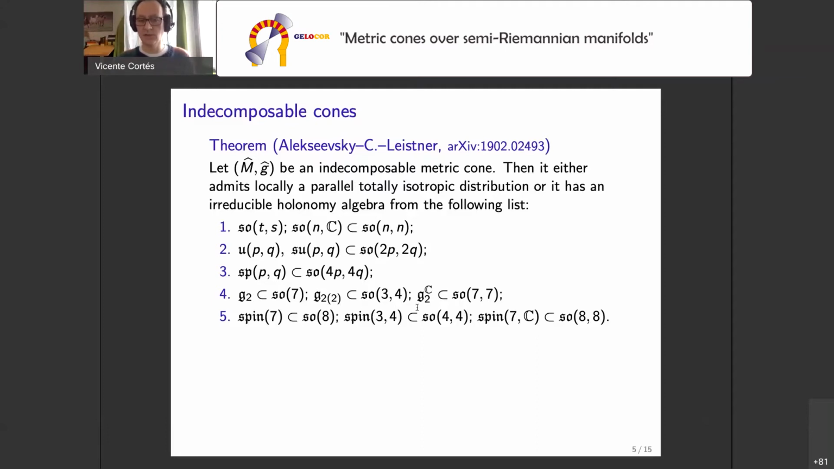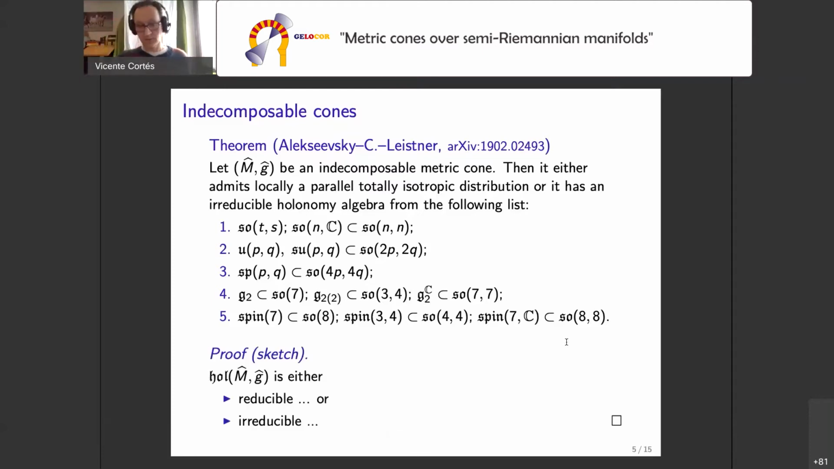And you have here also this complex version which lives on a 14-dimensional manifold of neutral signature, and similarly for Spin(7). So we have Spin(7), you have Spin(3,4), and finally you have the complex form of Spin(7) considered as a subalgebra of SO(8,8). So this is the full list of possibilities for the irreducible holonomy algebra of a cone.